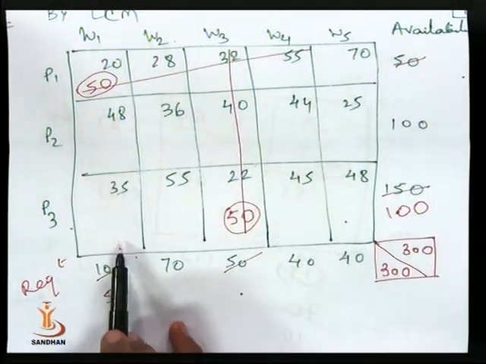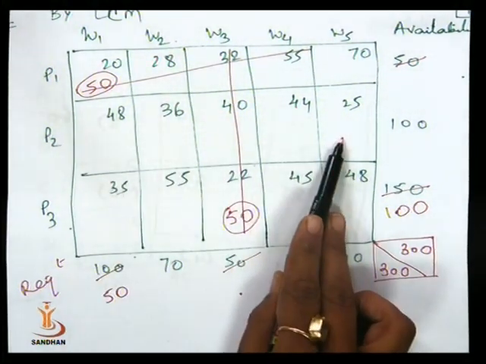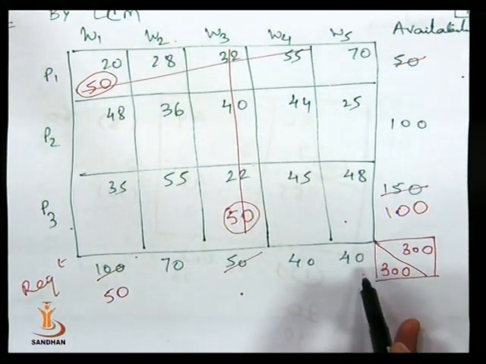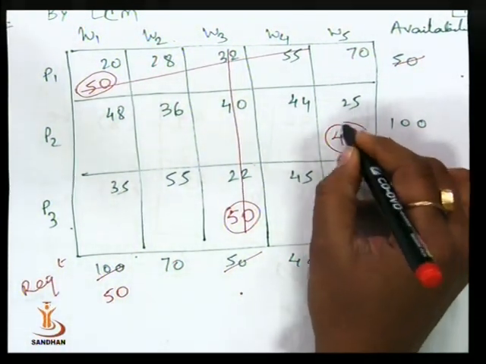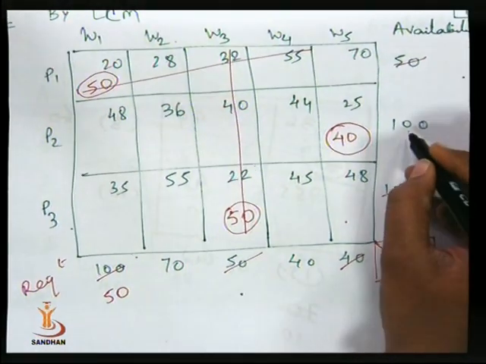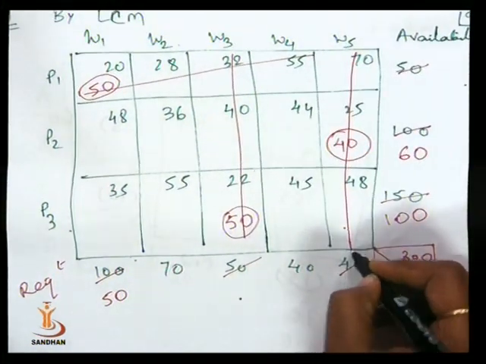Now the reduced matrix is 2 by 4. From this 2 by 4, the smallest TP charge is 25. Here there are 40 units of requirement and 100 units available. We allocate 40 units in that cell and the remaining value is 60. So we cancel this column.